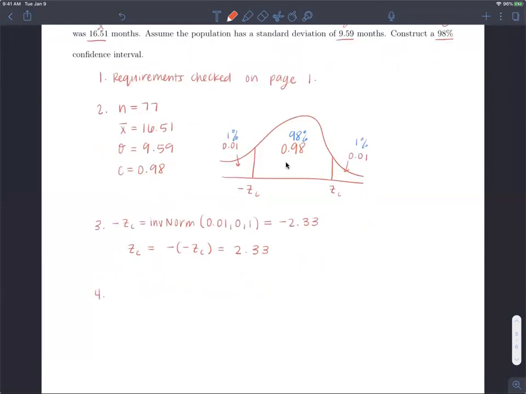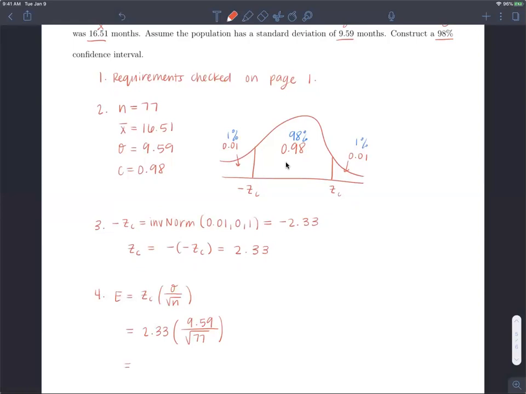And then real quick, we're going to have to finish this example on Wednesday because we only have 2 minutes left, but we can find the margin of error real quick. So E is the margin of error, and that's going to be z sub c times sigma over the square root of n. I have all of those pieces now, in steps 2 and 3, so I can piece it all together. z sub c is 2.33, because it's the positive version, times sigma, which was 9.59, over the square root of 77.